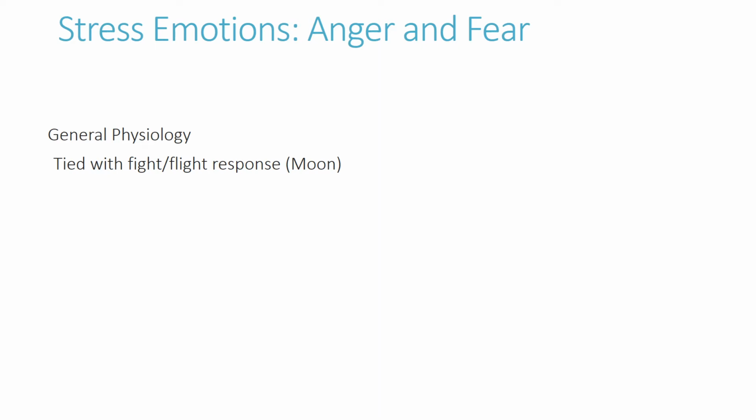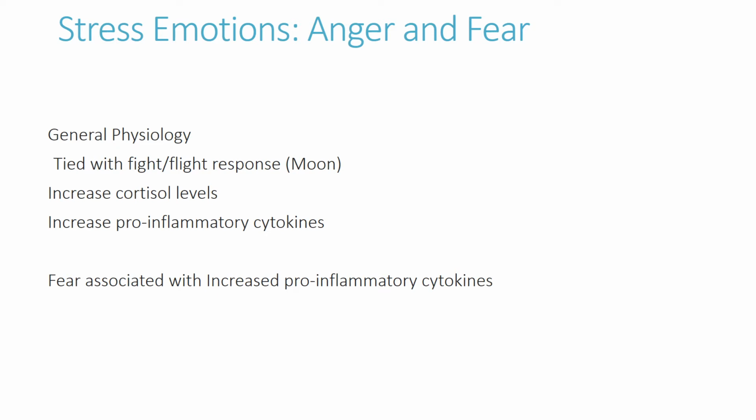So excessive worry, anger, grudges prolong the stress response, and we know there are effects on our immune system and cardiovascular system. We know that we can increase cortisol levels with the stress response and increase pro-inflammatory cytokines. Fear may be associated with increasing those pro-inflammatory cytokines, and anger may be associated with more increased levels of cortisol.